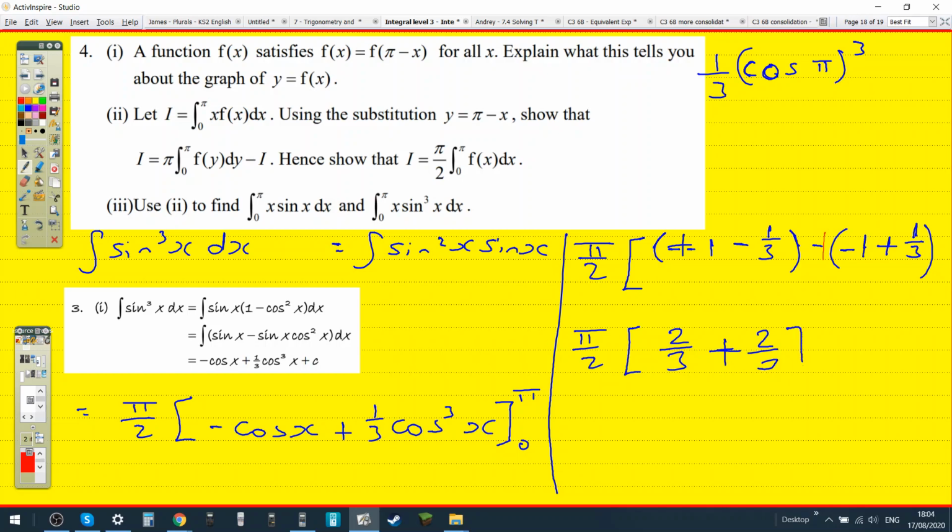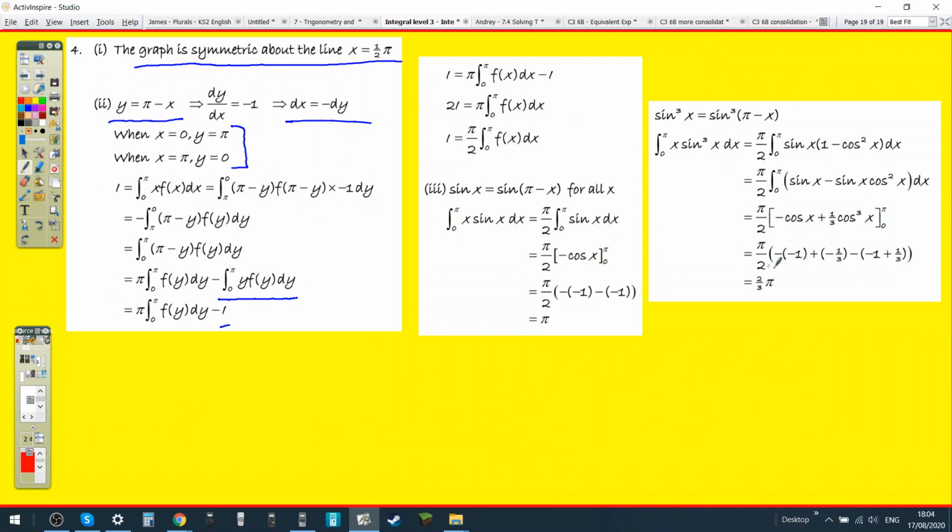Yeah. Times pi over 2. So 4 pi over 6, which is 3 pi over 2. No, 2 pi over 3. 6, which is 3 pi. Sorry, 2 pi over 3. Oh, it better be 2/3 pi.